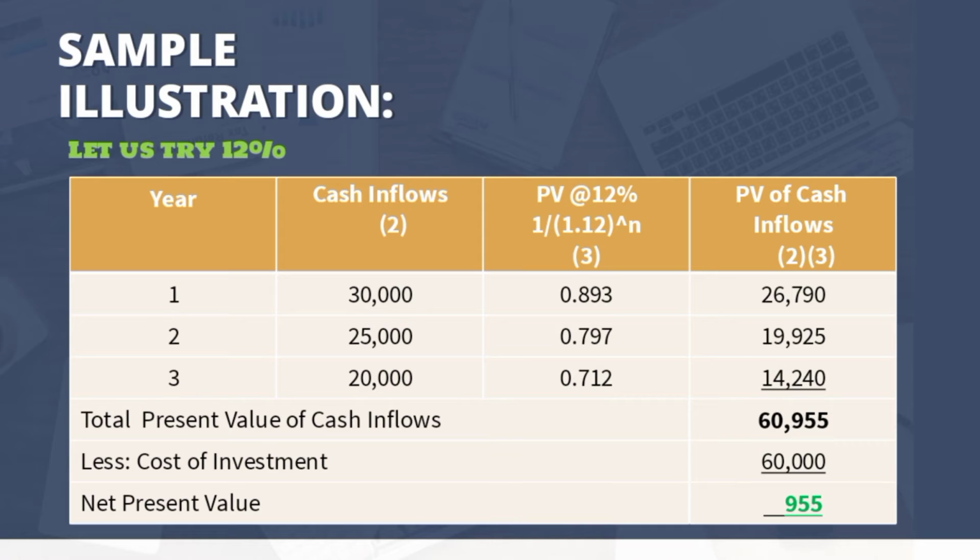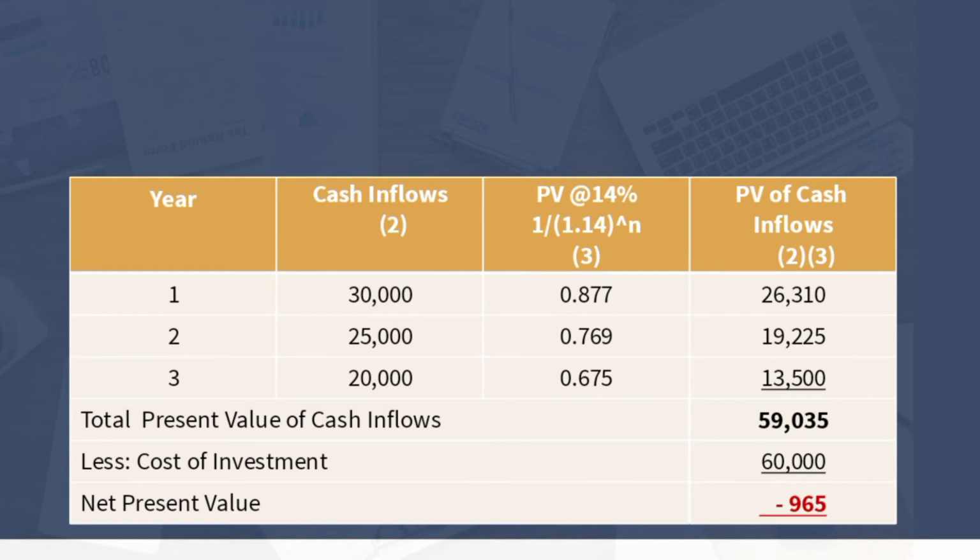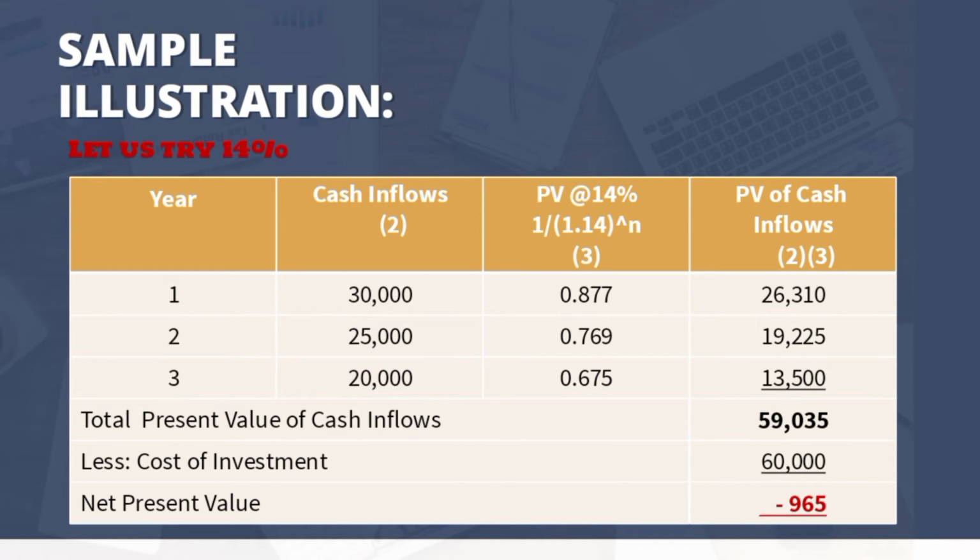We could notice that when we use 12% as a discount rate, the result is positive net present value of 955. So, we have to decrease the total present value of cash inflows, and this can be done by using a higher rate with lower factors. So, always remember na ang target natin ay maging 0 ang net present value natin. So, next slide. Let's try 14%. So, again, kunin lang natin yung present value factor ng 14%.